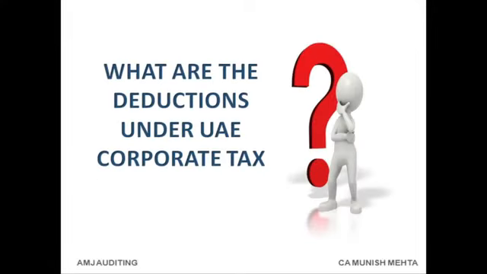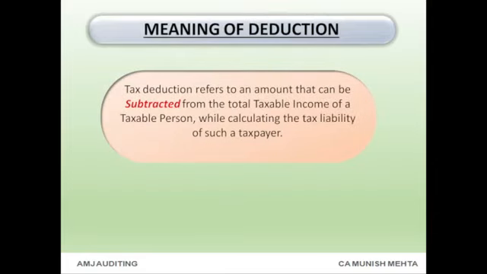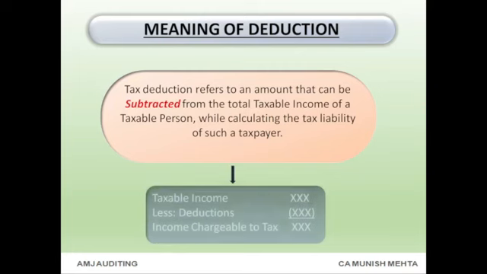What are the deductions under UAE corporate tax? Meaning of deduction. Tax deduction refers to an amount that can be subtracted from the total taxable income of a taxable person while calculating the tax liability of such a taxpayer. Taxable income XXX, less deductions XXX, income chargeable to tax XXX.